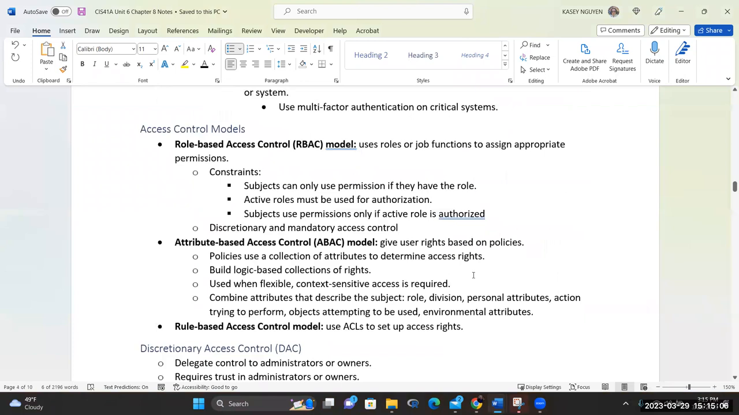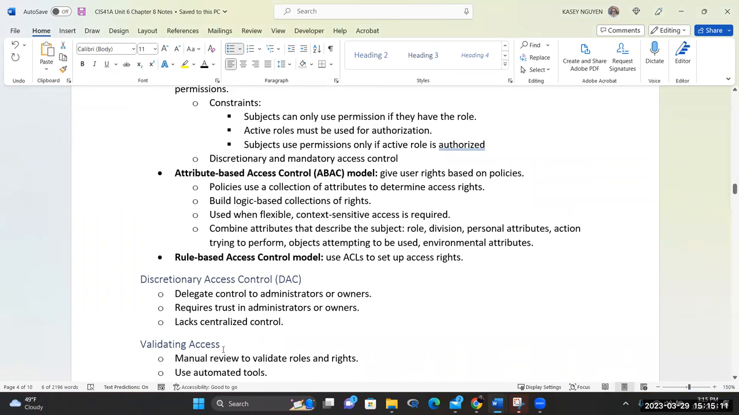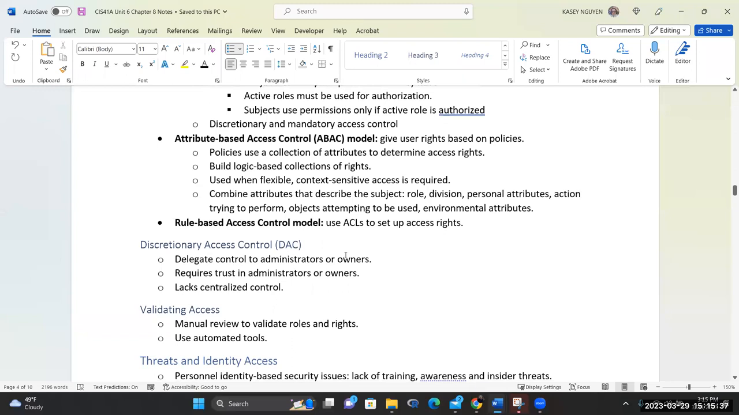So here I give you a little bit more description. For the attribute one, you would often see that they would use it for logic base. So it is a way that they would set up a set of rights that's based on a certain type of logic. Sometimes that can be used with systems for automation purposes. And it is used when it's flexible or context sensitive.